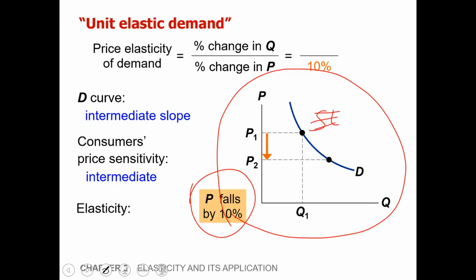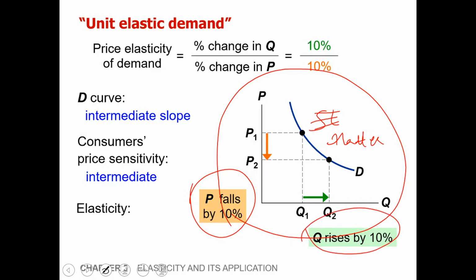More flat. It's flatter than before. So now the quantity has also increased by 10%. So this distance and this distance are equal. Price has decreased by 10% and quantity has also increased by exactly 10%. So in the formula, when we use this, we get 10% over 10% is equal to 1.